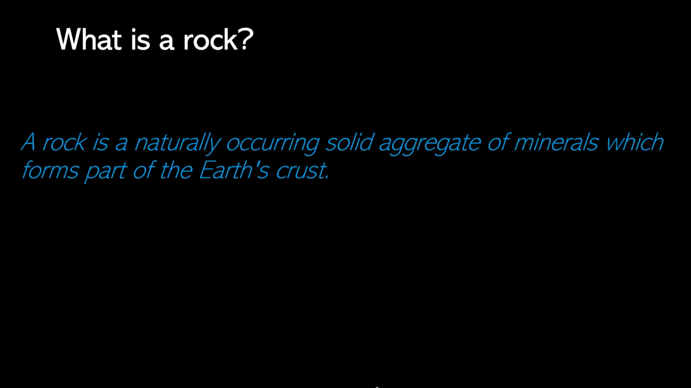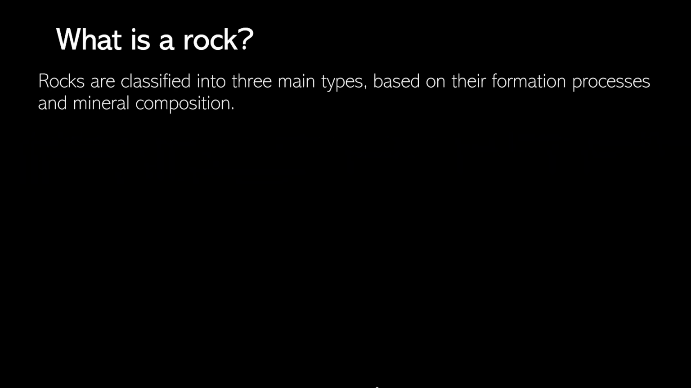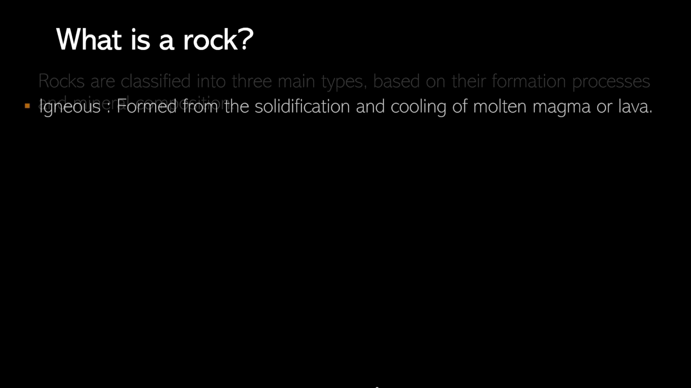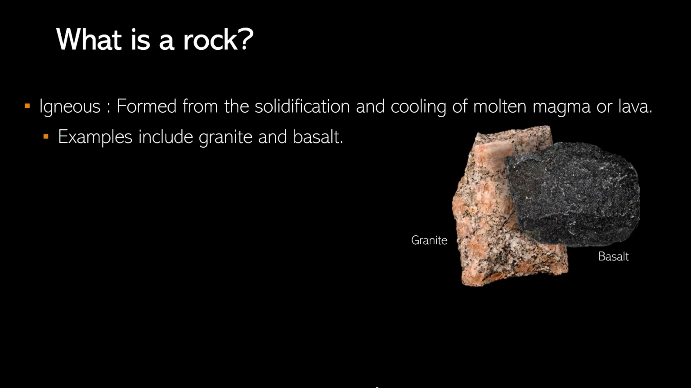So what is a rock? A rock is a naturally occurring solid aggregate of minerals which forms part of the Earth's crust. Rocks are classified into three main types, based on their formation processes and mineral composition. Igneous, formed from the solidification and cooling of molten magma or lava. Examples include granite and basalt.